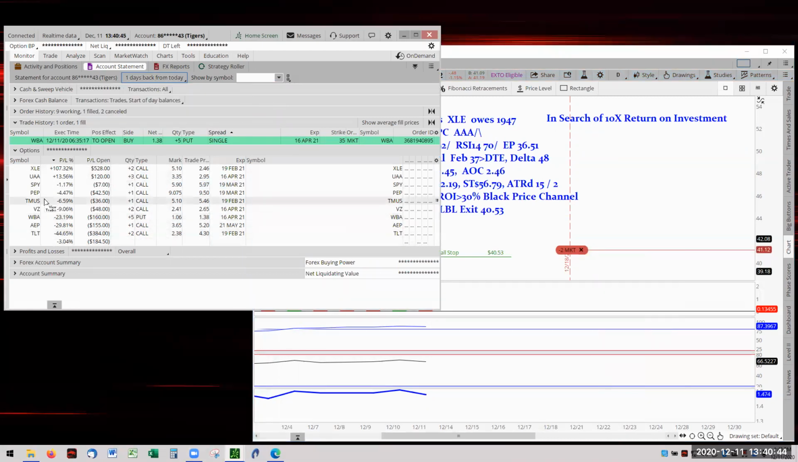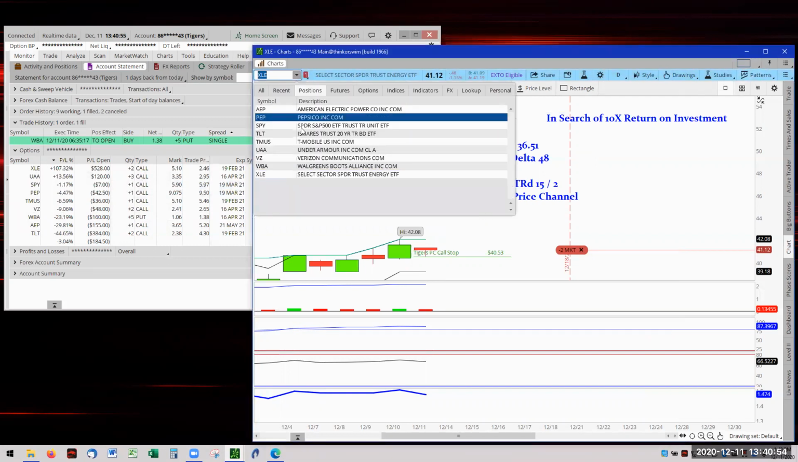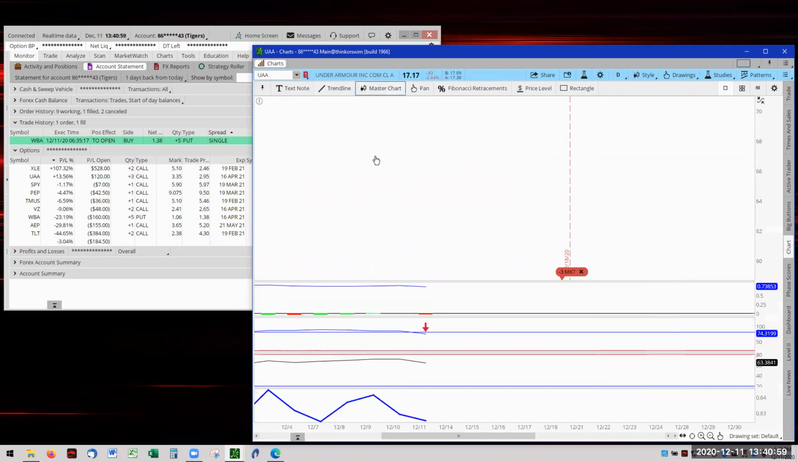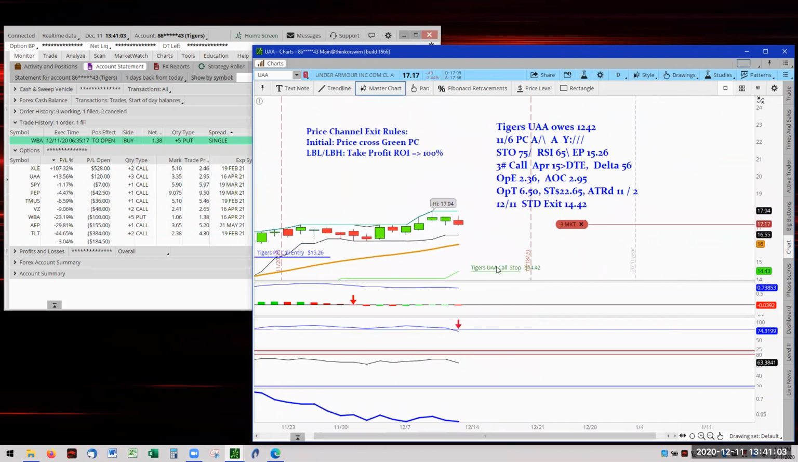It is. Okay. Walgreen joined us today, but came in negative territory. So our next leader for the Tigers is UAA. And there it is, UAA. And it moved up ever so slightly.